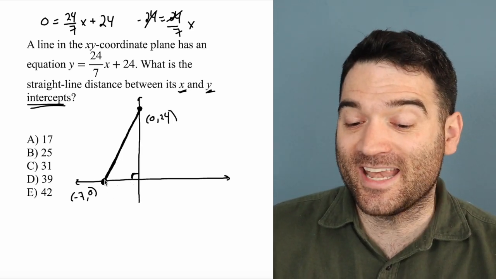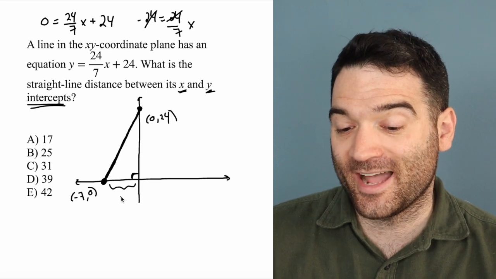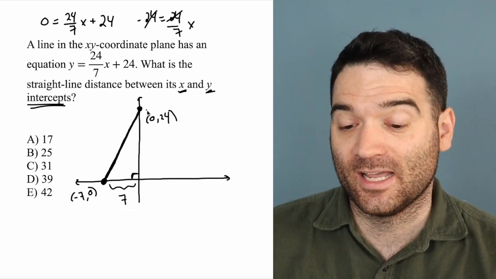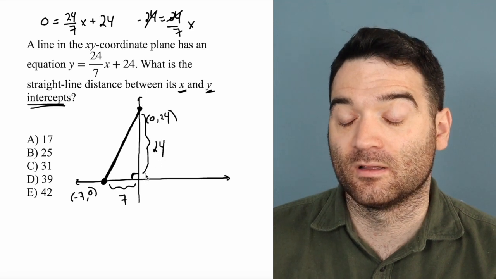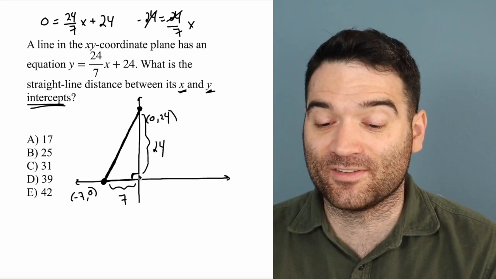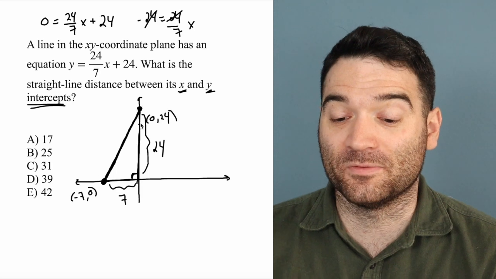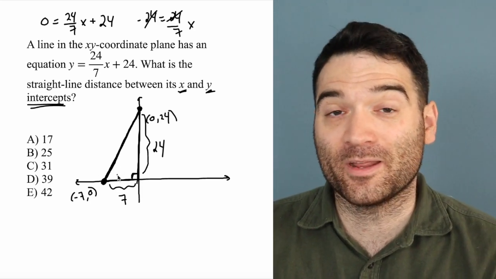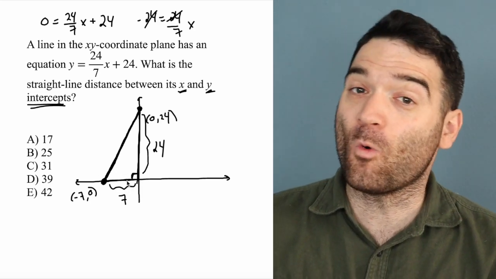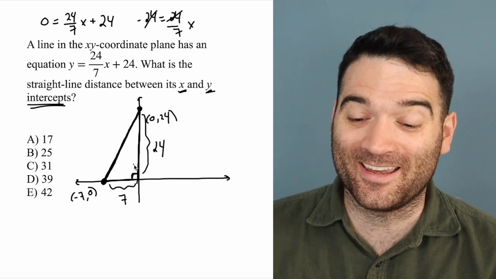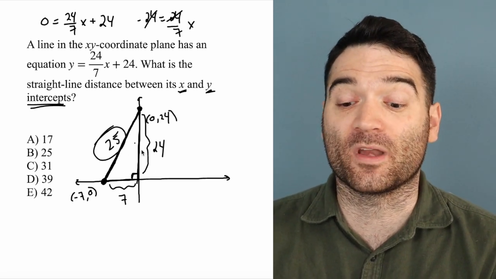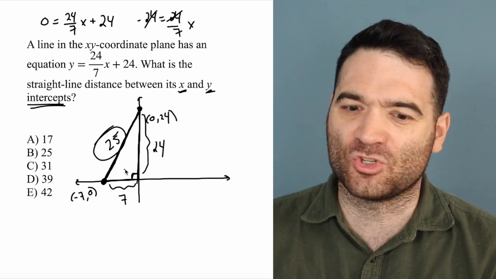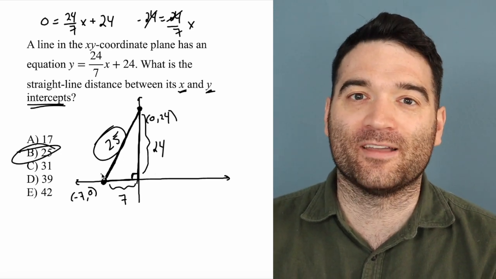So since this point is at (-7, 0), that's a distance of 7 right there. And since that point is at 24, that's a distance of 24. So if I have a distance of 7, a distance of 24, what's the missing distance? Well, you can use the Pythagorean theorem, a squared plus b squared equals c squared, or if you're really on it, you might recognize that this is one of our Pythagorean triples, 7, 24, 25. If you don't know what that is, just use the Pythagorean theorem. But 25 is the correct answer here.